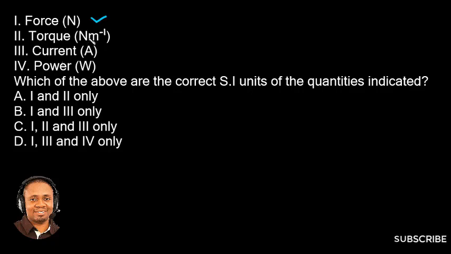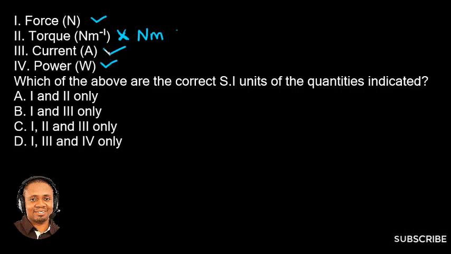The SI unit given here is Newton per meter. This is wrong. The SI unit for torque is Newton meter. Okay, so this is wrong. Alright, then the third quantity, current. The SI unit given there is ampere, and this is correct because the SI unit of current is ampere. Then the last quantity given, power. The SI unit of power is watt, and this is what is represented here.